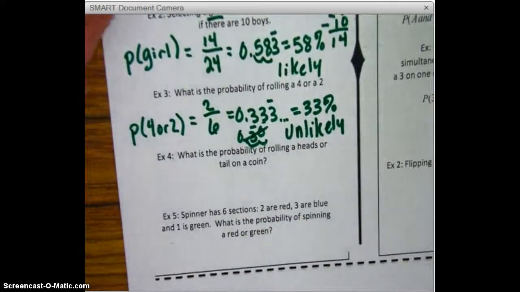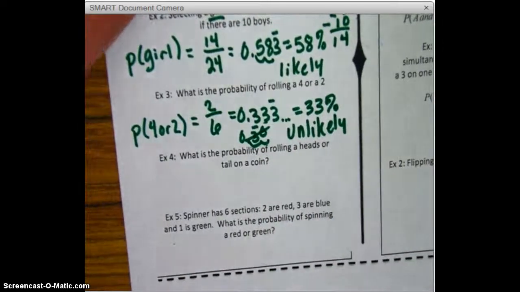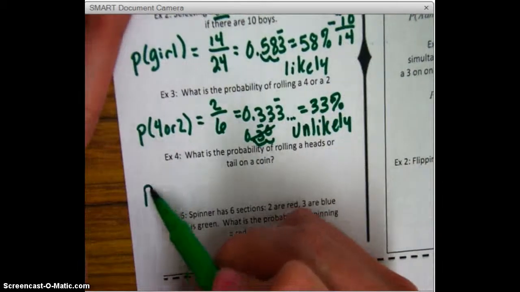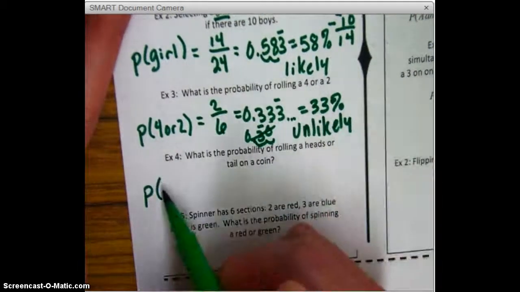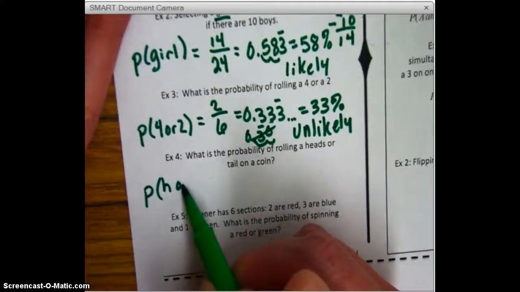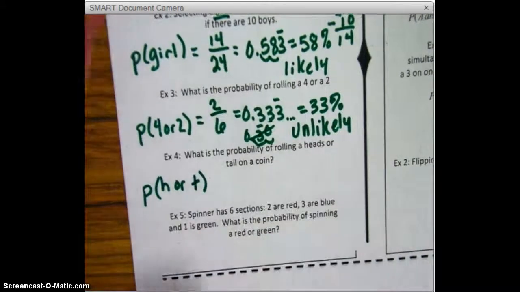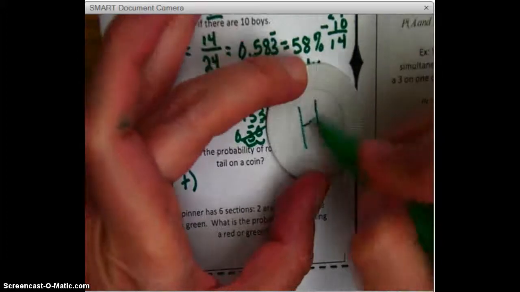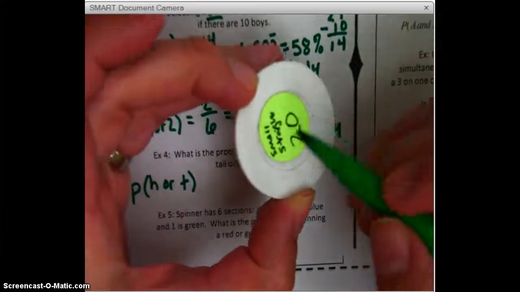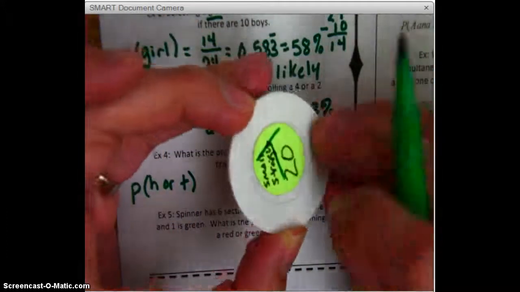Number 4, what is the probability of rolling a heads or a tails on a coin? Looking at a coin, I don't have a coin with me. Well, we know that a coin has 2 sides. Let's pretend this is a coin. So this is heads and this is tails.